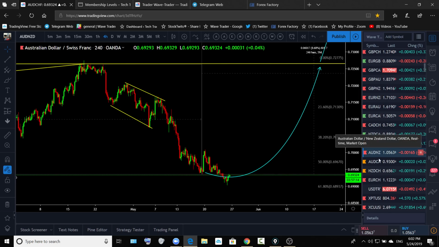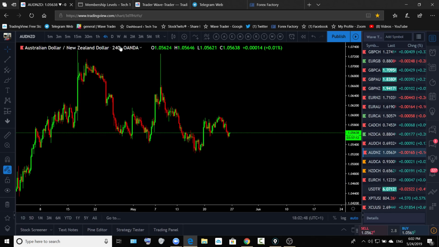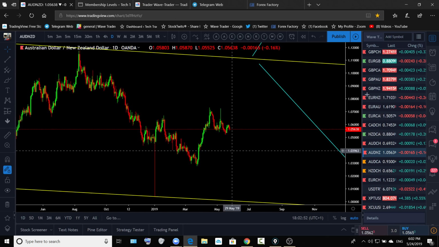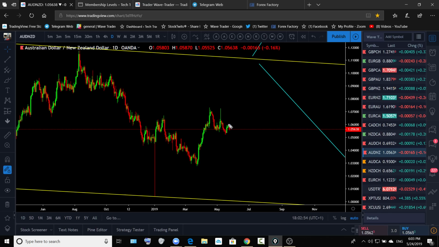All right, and Aussie New Zealand dollar. Aussie New Zealand dollar is not tradable. Yeah, so at the moment, it's moving very slow. So we are expecting it to this kind of formation. Yeah, a flat formation and then go lower.